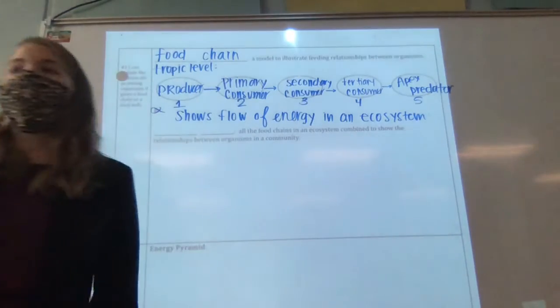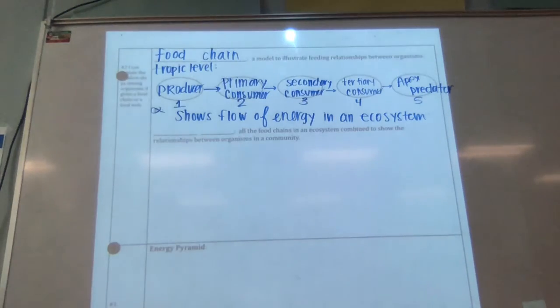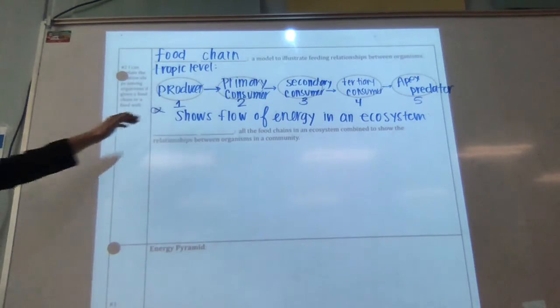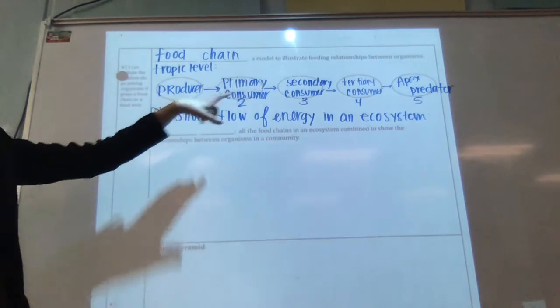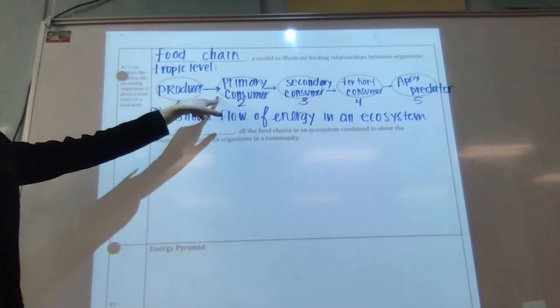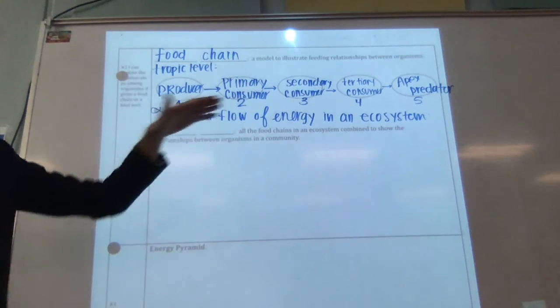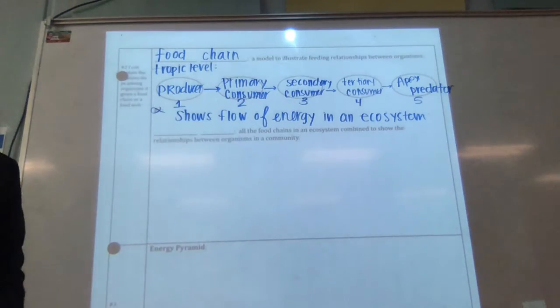So notice where the arrows are pointing. The arrows are not pointing at what eats what. It's pointing at the direction of the energy. So notice the producer's energy goes to the primary consumer. Our arrow is pointing towards where the energy is going.